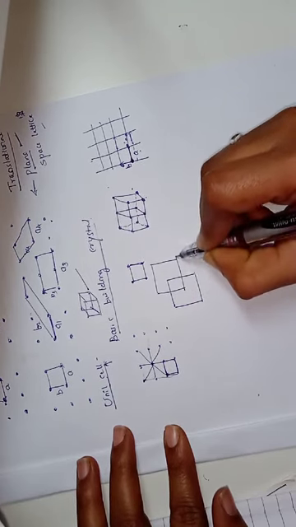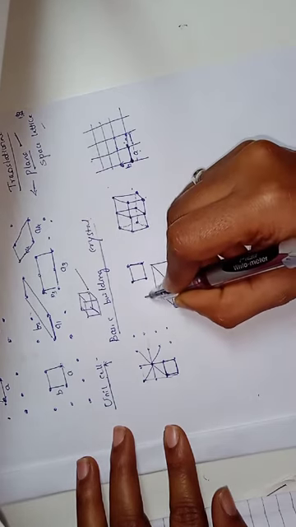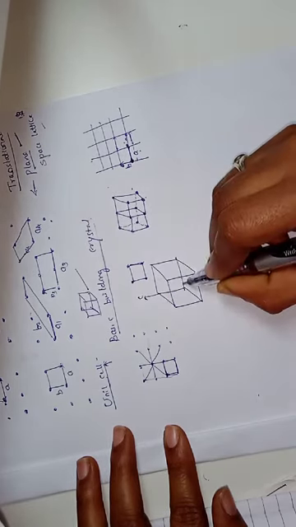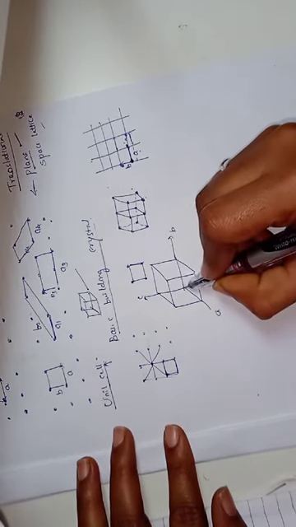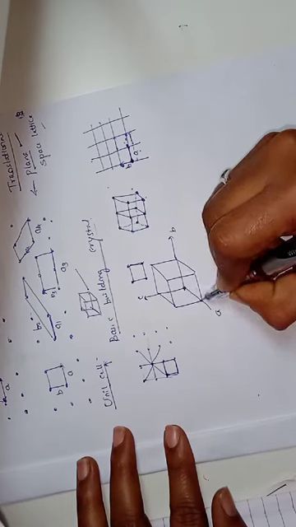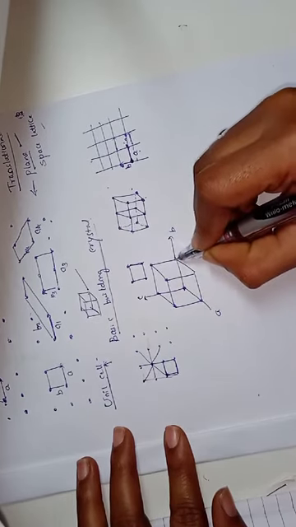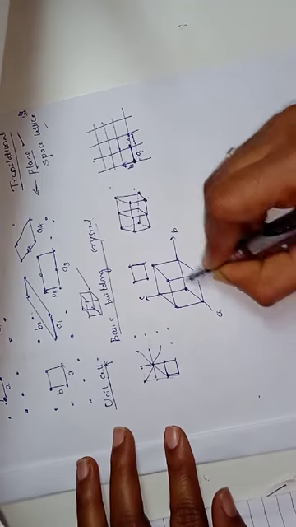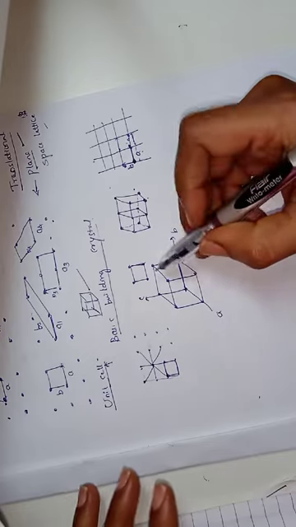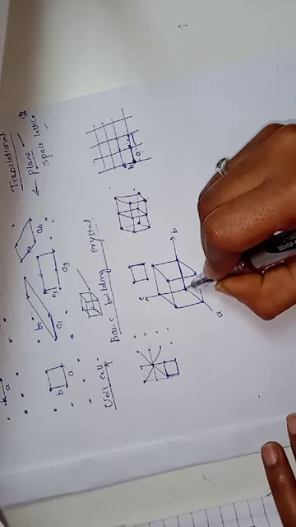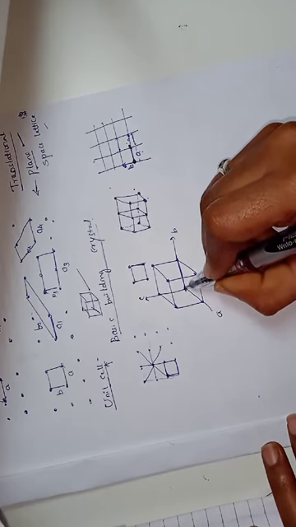This is the unit cell. This is the direction C, this is the direction of B, and this is the direction of A. Here lattice points are there. It is a unit cell. The distance between each lattice point in three dimensions, from this corner point. Let's consider this corner point.